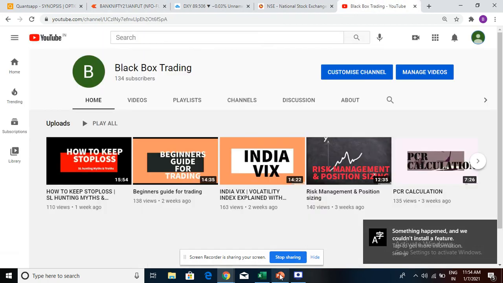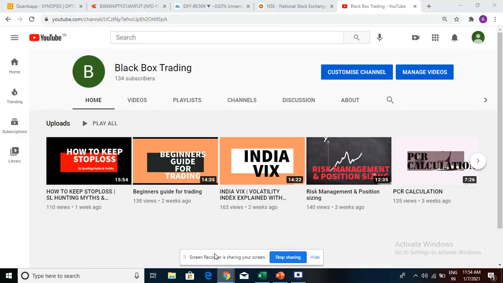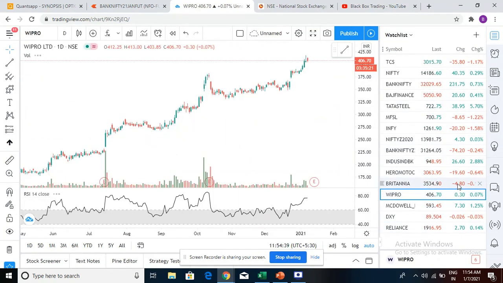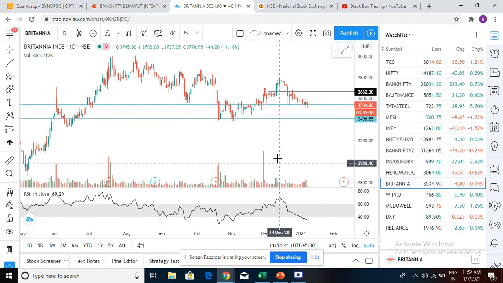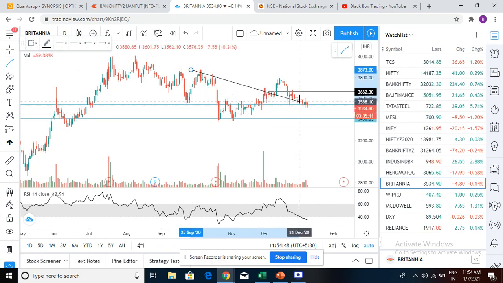Hope you got my points. There is someone 100 times smarter than us, and he has thousands and lakhs of times more money than us. So if something is falling, let it fall. If something is rising, let it rise. Don't use the kind of technicals I showed you everywhere. I'm just assuming, like this kind of trend lines.